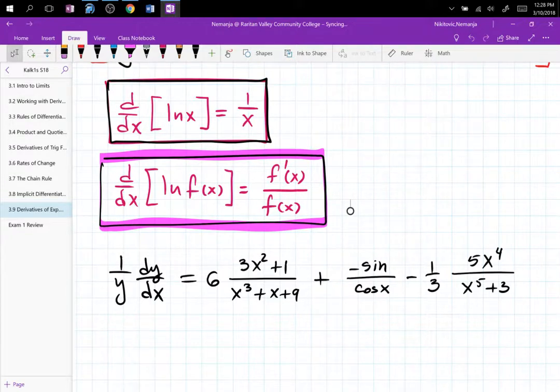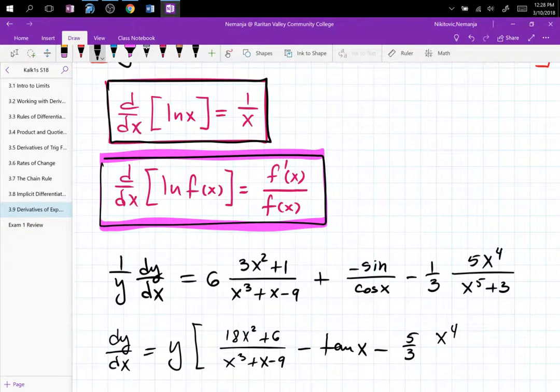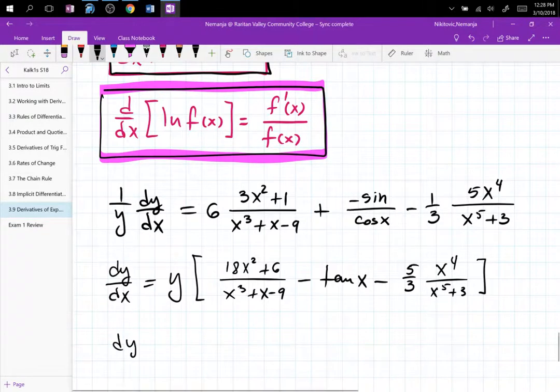So now, what is dy dx? It is y times, right, as the y goes to the other side. Now this 6 distributes into 18x squared plus 6 divided by x cubed plus x plus 9. No, minus 9, right? Minus tangent x minus, you can call this 5/3 if you want to, x to the 4th over x to the 5 plus 3. All I need to do is to write what y is to have the final derivative. But trust me, writing these steps just slows me down, because we are supposed to be looking at the problem and just writing down the answer immediately.